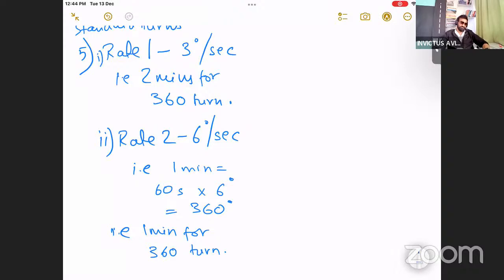It is strange. Rate 1 takes 2 minutes and rate 2 takes 1 minute. I don't know why they call it like this.